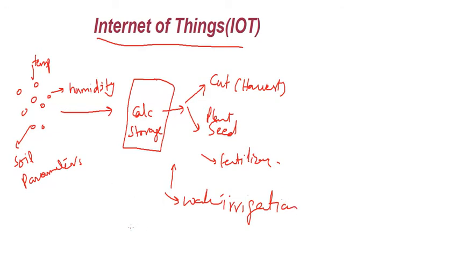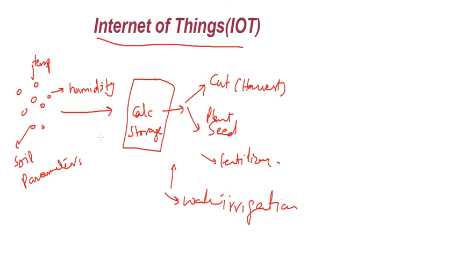So this is an example of an interconnection of certain devices which are sensing certain parameters, and depending on these parameters, they are stored at some other device, and decisions, calculations and processing are made. This is called Internet of Things. This is one of the examples.